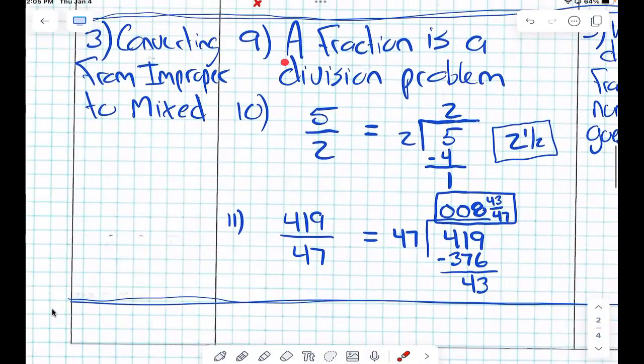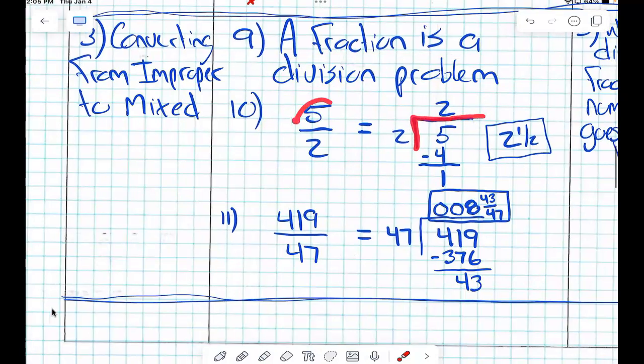Number 9. What's a fraction again? Division problem. So if I have an improper fraction like 5/2, what number is going to go inside the box? 5. The numerator, the 5, right? And then the denominator is going to go outside the box, right? Yes. So this 2 goes outside the box. Do your math. Here's your leftover. You got 2 and 1/2, right? Yes. What can I use if I have a 2-digit divisor? Calculator. We good? Yes.